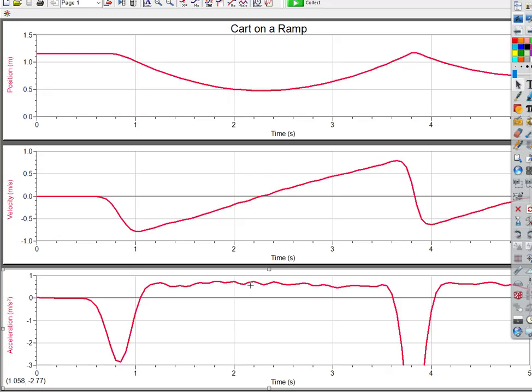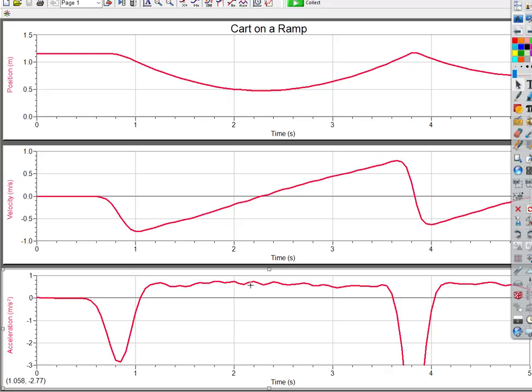The acceleration data, though, that's probably got some kind of a calculation involved in creating that waveform too, and so it's a little bit noisier. But we have some techniques here for getting rid of the noise.